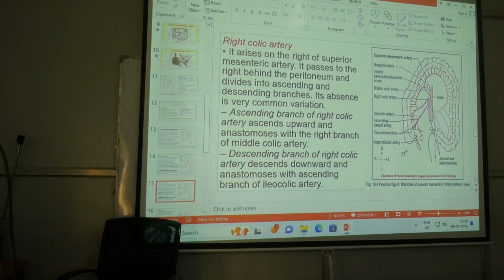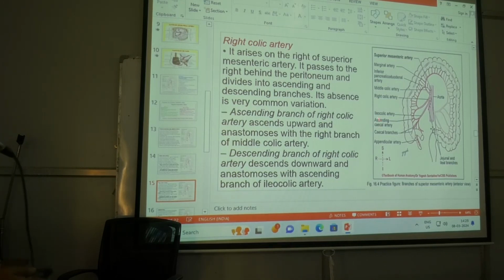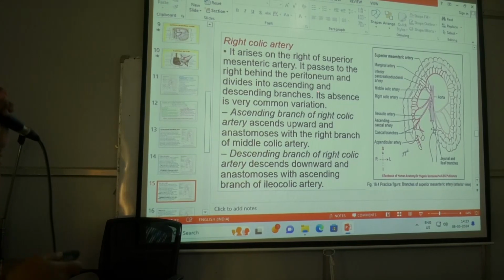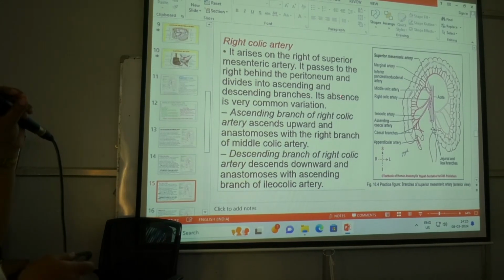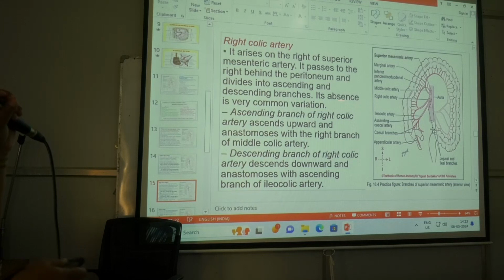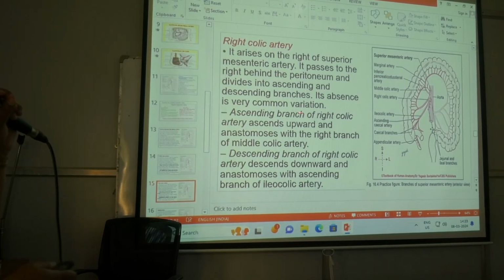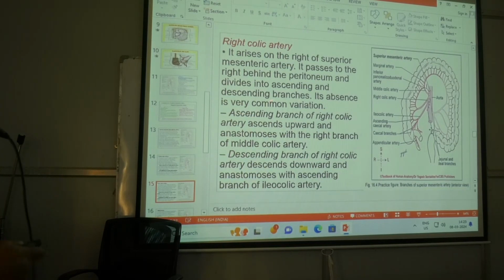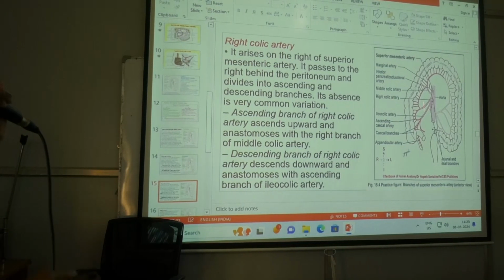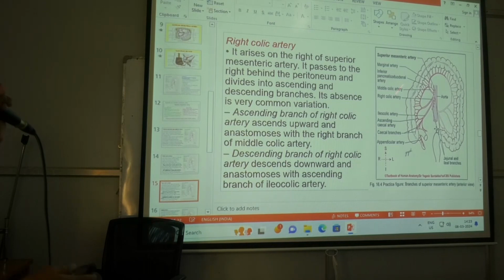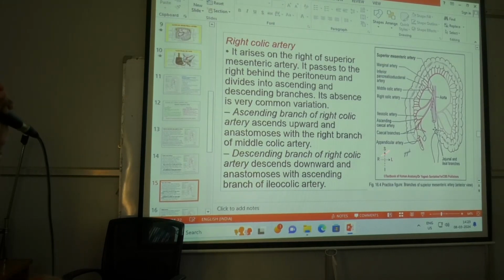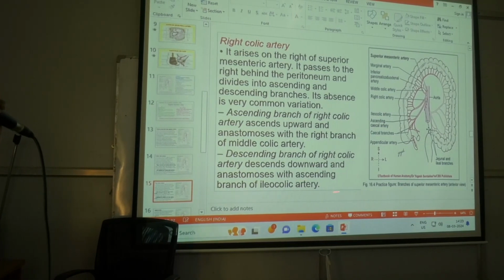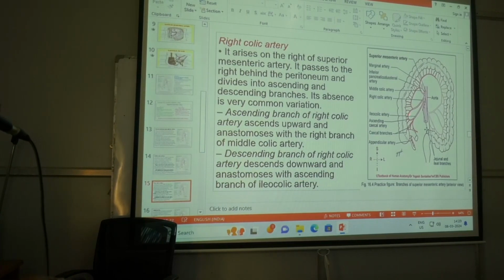Next is right colic. It arises on the right of the superior mesenteric artery, passes to the right behind the peritoneum, and divides into ascending and descending branches. Absence of it is a very common variation. The ascending branch of right colic ascends upward and anastomoses with the right branch of middle colic artery, and the descending branch of right colic descends downward and anastomoses with the ascending branch of ileocolic here.